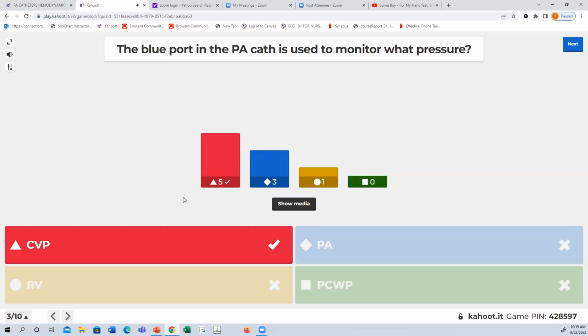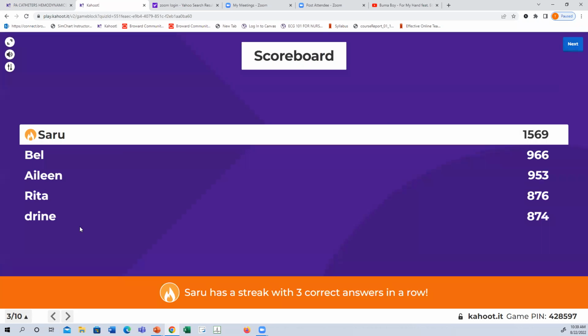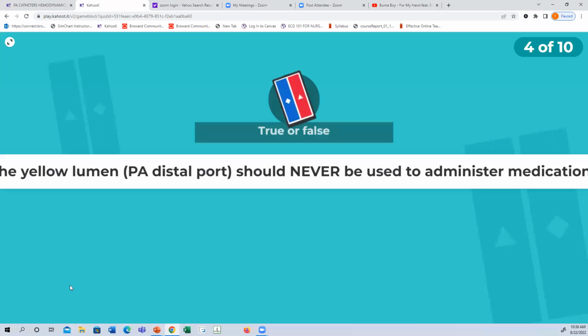Okay, so the blue port, which is going to stand for venous blood, represents the central venous pressure. And a lot of you got that correctly. So let's see who was the quickest. Saru again, Rita, Eileen, Meg, Dixon, and Saru has the streak with 3 correct answers in a row.